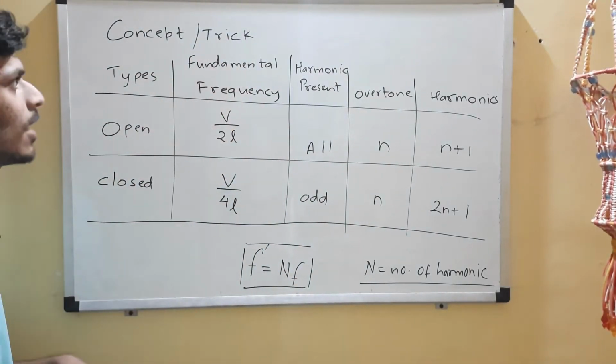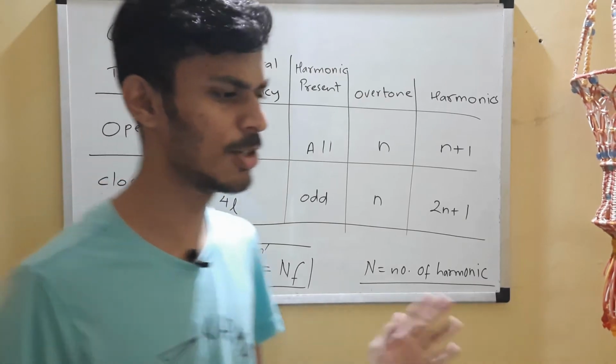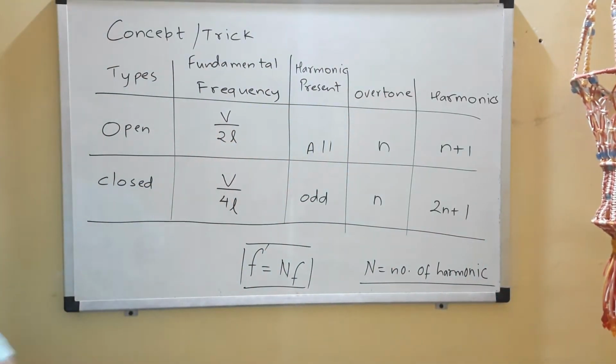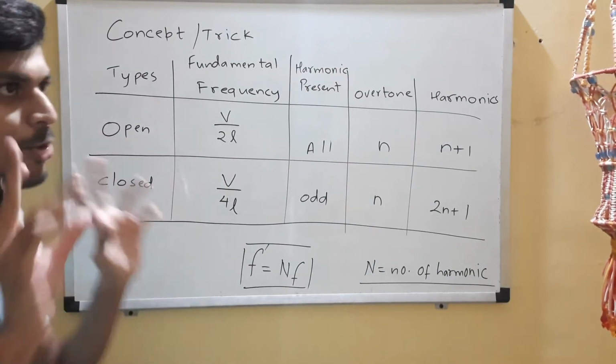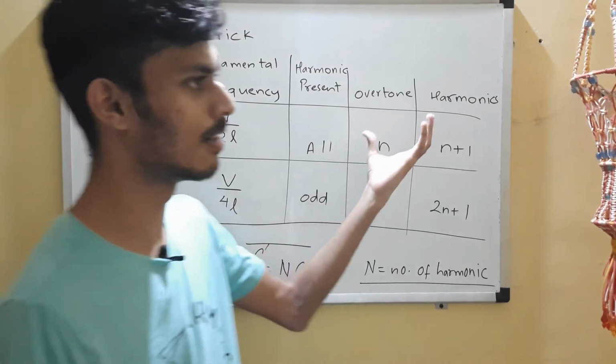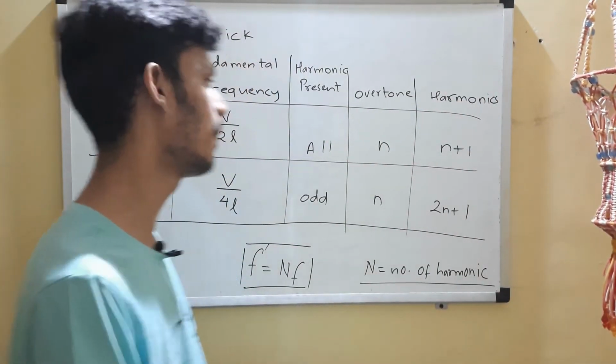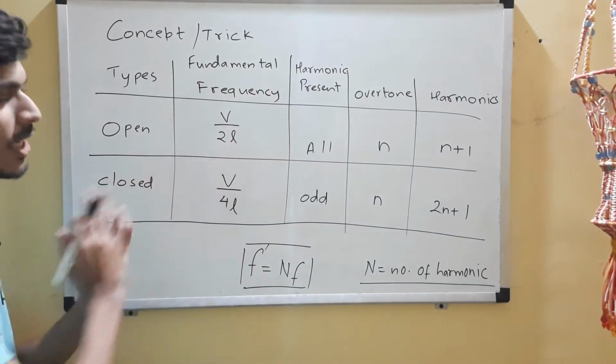Now coming to the second column, fundamental frequency. Again, you'll know this comes from derivation. Today we are not going into the derivation of this, it can be looked up in a book. Our main objective over here is to clear the confusion about which overtone is which harmonic. But anyways, we'll need this for problems.